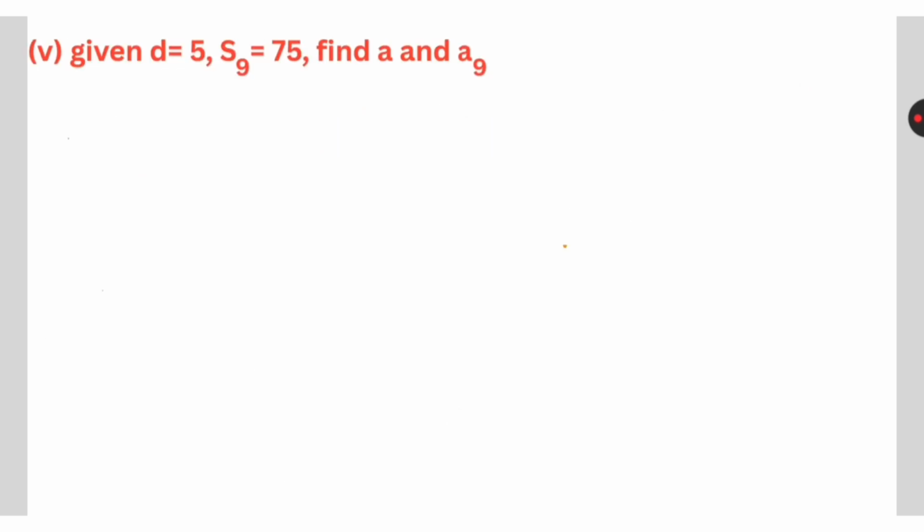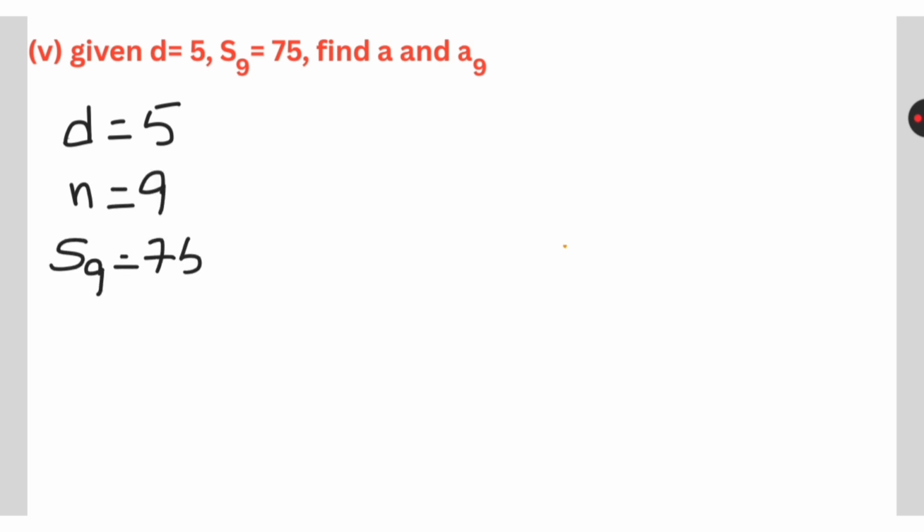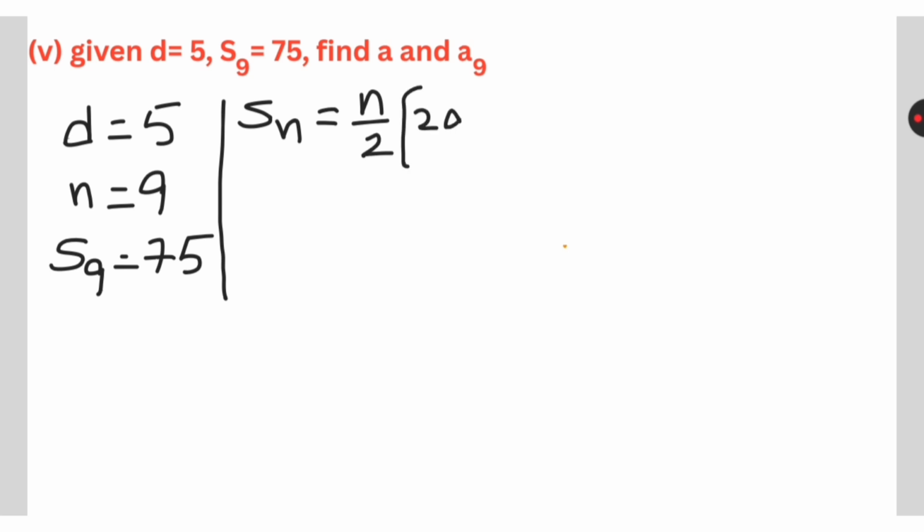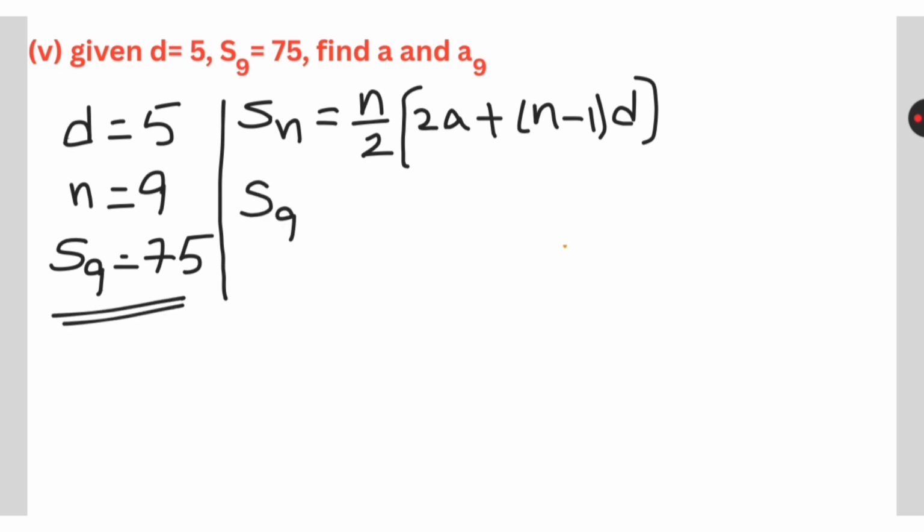Let's see the fifth question, which is: given the common difference is 5, S9 is 75. So that means the given d is 5, and for S9 here n is 9, and the sum of the 9 terms is 75. That we know. So now using the Sn formula, let's see how we can find this. What is the Sn formula? n by 2 times 2a plus n minus 1 into d. So here n we are taking as 9. So S9, the sum is 75. So just simply write here 75.